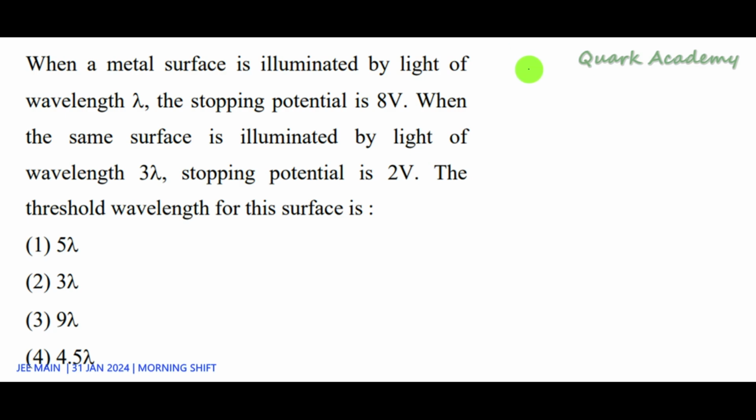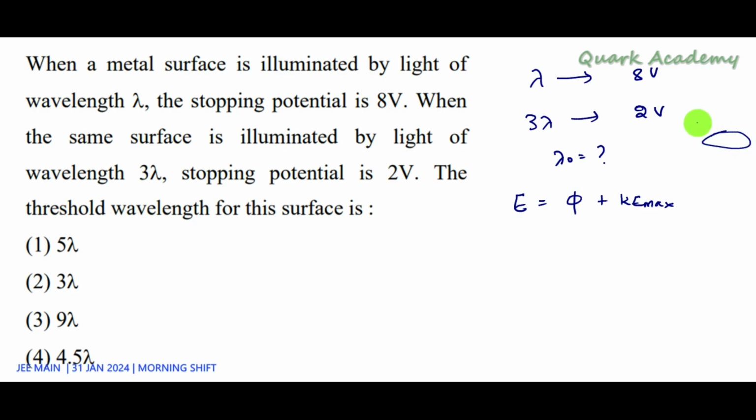This question is based on the photoelectric effect. So, there is a metal surface. Initially, it is illuminated with a wavelength lambda, and the stopping potential is 8 volt. Then it is illuminated with the wavelength 3 lambda. Now, the stopping potential is 2 volt, and we need to find the threshold wavelength lambda 0. So in the photoelectric effect, we can use the photoelectric effect equation, which is based on conservation of energy. So the incident energy of the photon will be utilized in two ways. One is to take the electron out of the metal surface, which is known as work function phi, and then the kinetic energy of that particular electron.